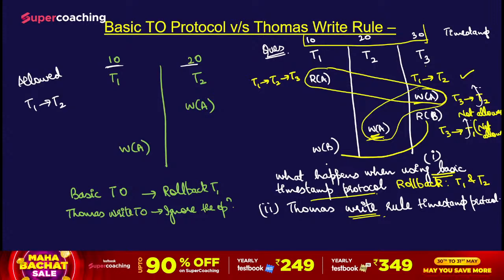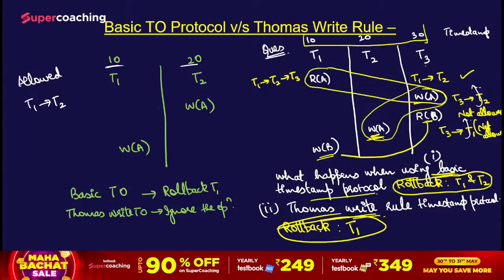So only one transaction will be rolled back, that is T1, in the read and write operation. So according to Thomas Write rule, only one transaction will be rolled back, that is T1. So this is the difference. This is what we have covered here and implemented on the questions. According to basic timestamp ordering protocol, two transactions are rolled back, or in other terms, we can say that fewer transactions are allowed to execute in the basic timestamp ordering protocol. Make sense?